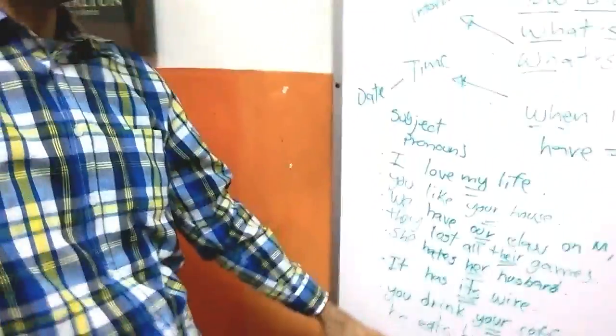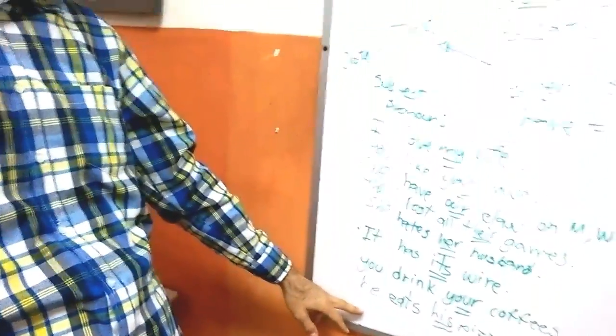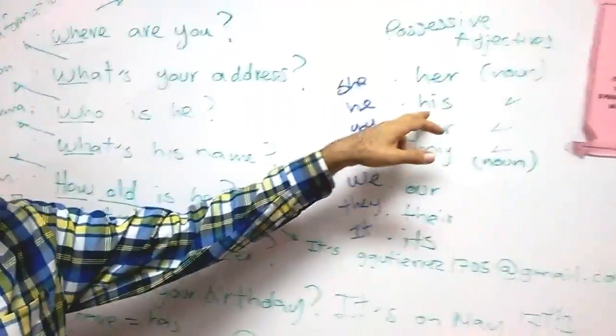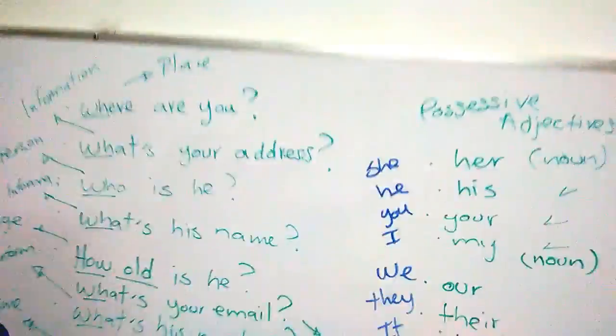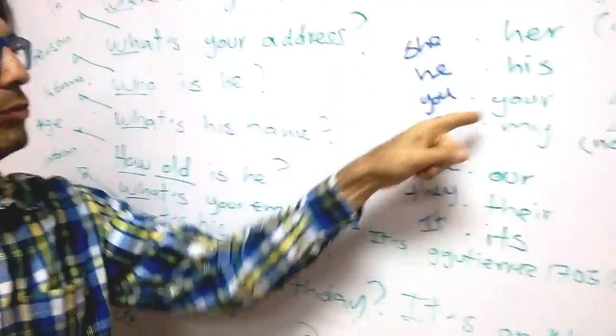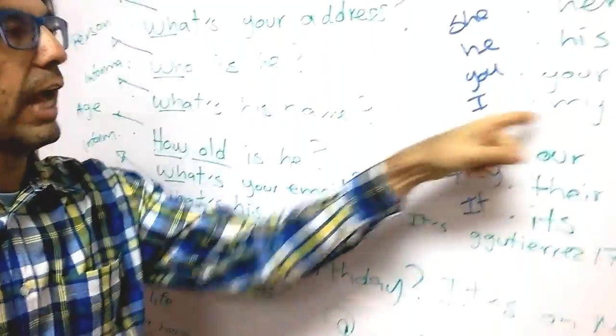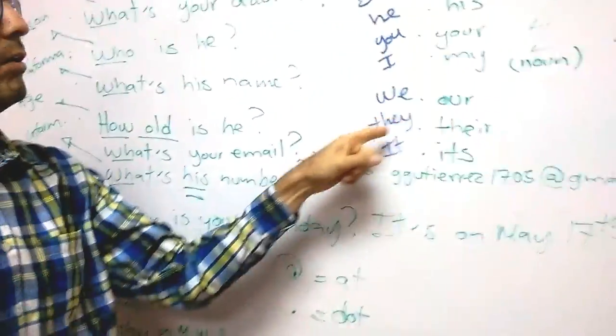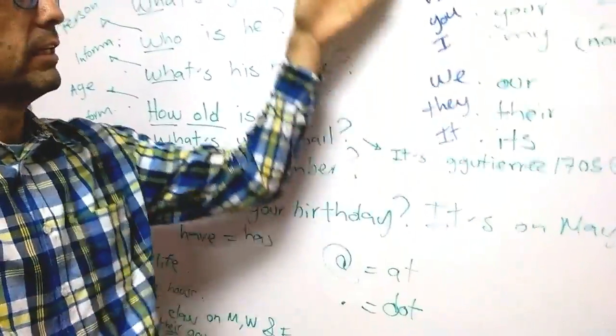Your is the possessive adjective for the subject pronoun you. And finally, he eats his pizza. He, subject pronoun, his, possessive adjective. So these are the possessive adjectives. For she, her, for he, his, for you, your, and plural too. For I, my, we, our, they, their, and it, its. These, remember, are the subject pronouns.